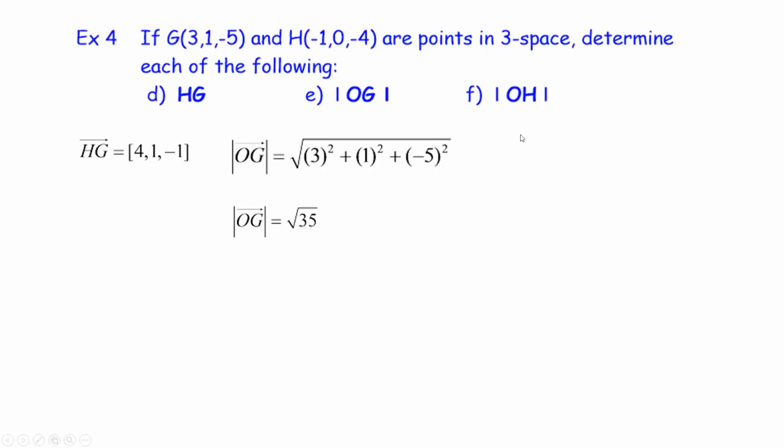The OH vector is not going to be any different. It's the same thing. I'm going to take each of the components. Now, one of the components is 0, so I just left it out. I take each of the components, the -1 and the -4, square them, add them up. And the answer would therefore be the square root of 17.